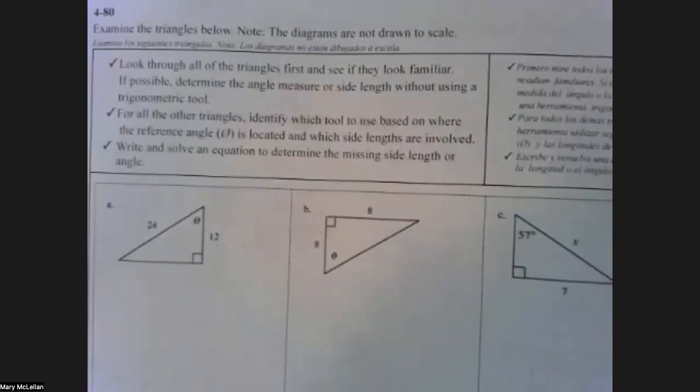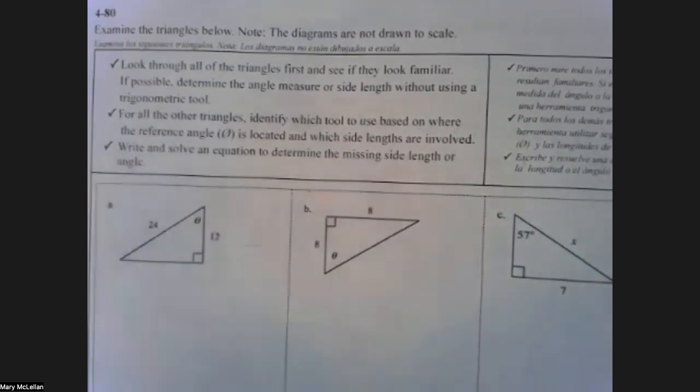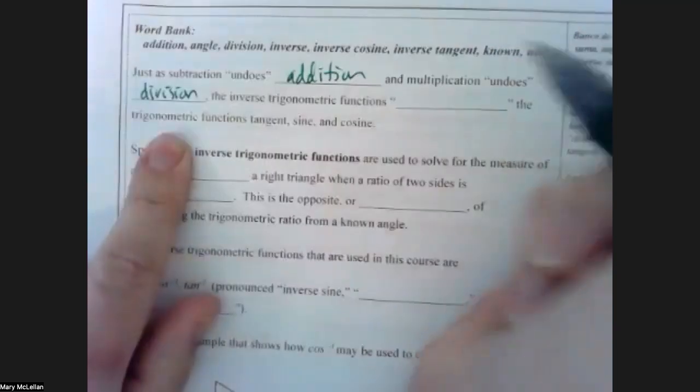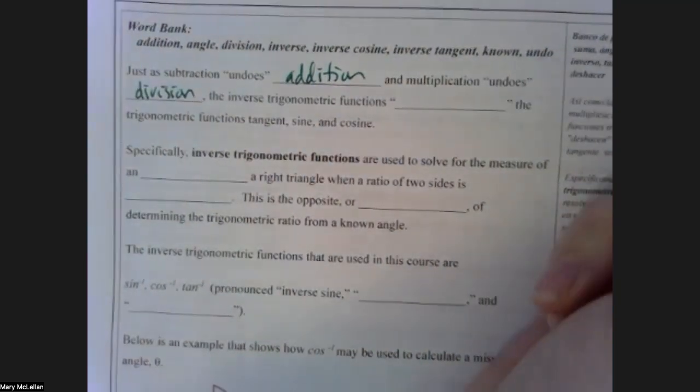Okay, next problem is 4-80, but we are going to hold off on it because I want to tell you and show you how to do this on a calculator, because your calculator can do everything that we were just doing. And it is based on the concept of an inverse. So just like subtraction undoes addition and multiplication undoes division, we have inverse trig functions.